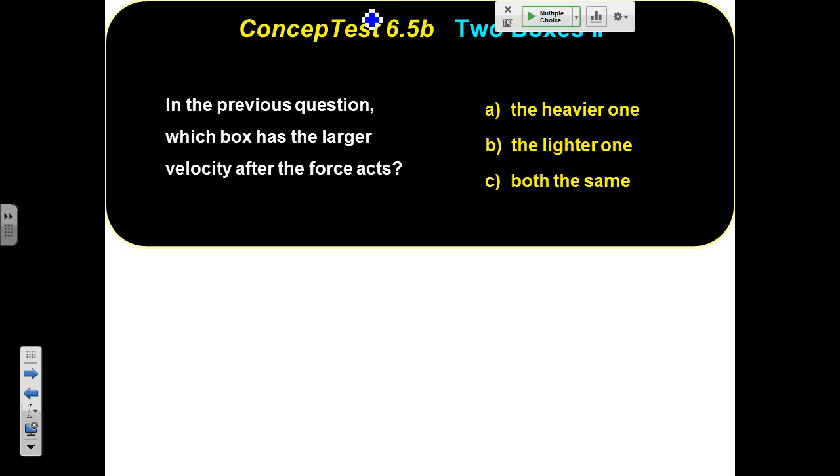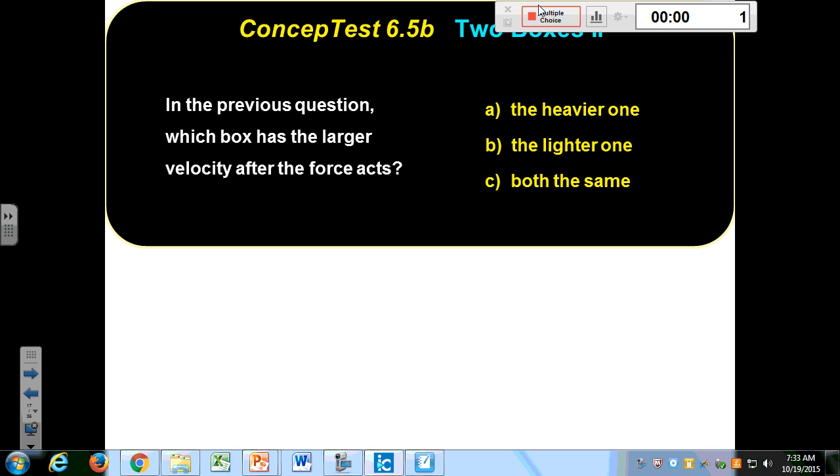In the previous question, the heavier one, the lighter one, or both the same, had the larger momentum. They have both the same momentum since they have the same force over the same amount of time. So which box has the larger velocity? The heavy one, the light one, or both the same? Stop at 35.